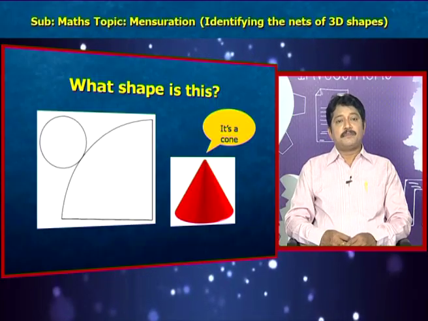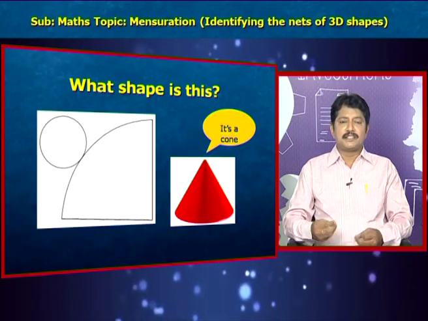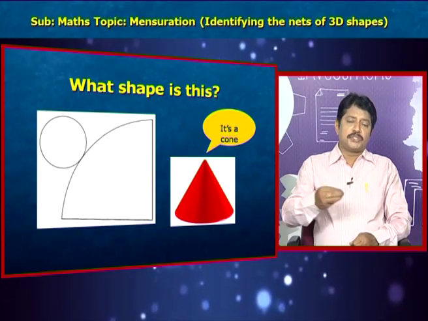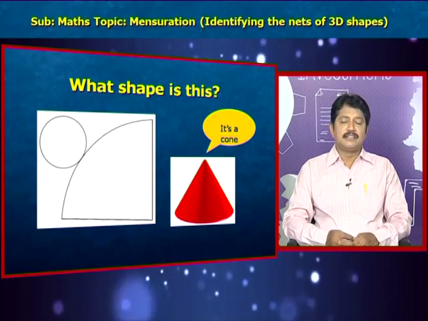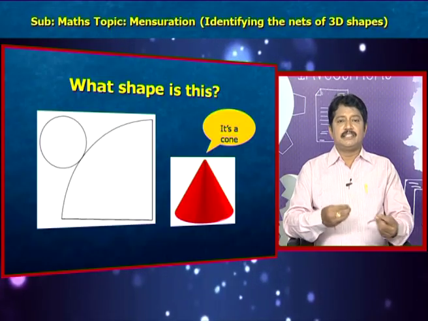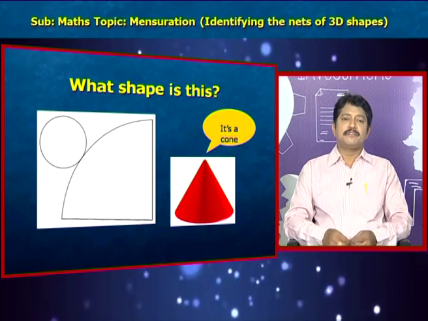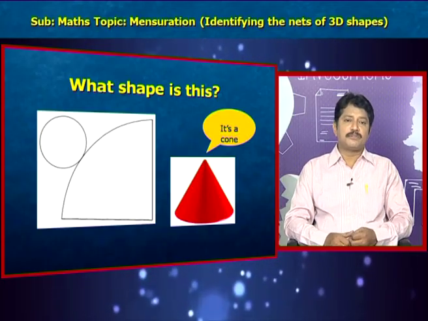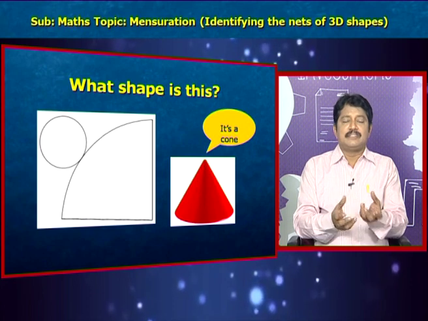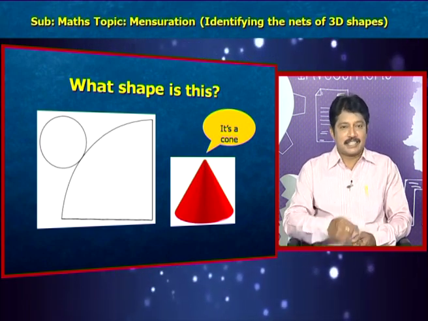What shape is this? Maybe you have some idea. For example, you want to purchase some groundnuts at the beach road or any shore of the tank, then generally they will sell roasted groundnuts. If you want to purchase them, they will take one kind of shape. What shape is it? It is a cone, correct.